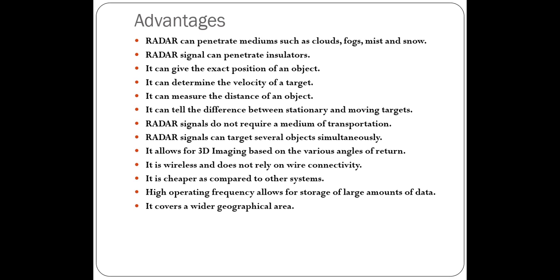The radar signal can penetrate insulators. It can give the exact position of an object. Radar can determine the velocity of the target. It can measure the distance of an object. It can tell the difference between stationary and moving targets.